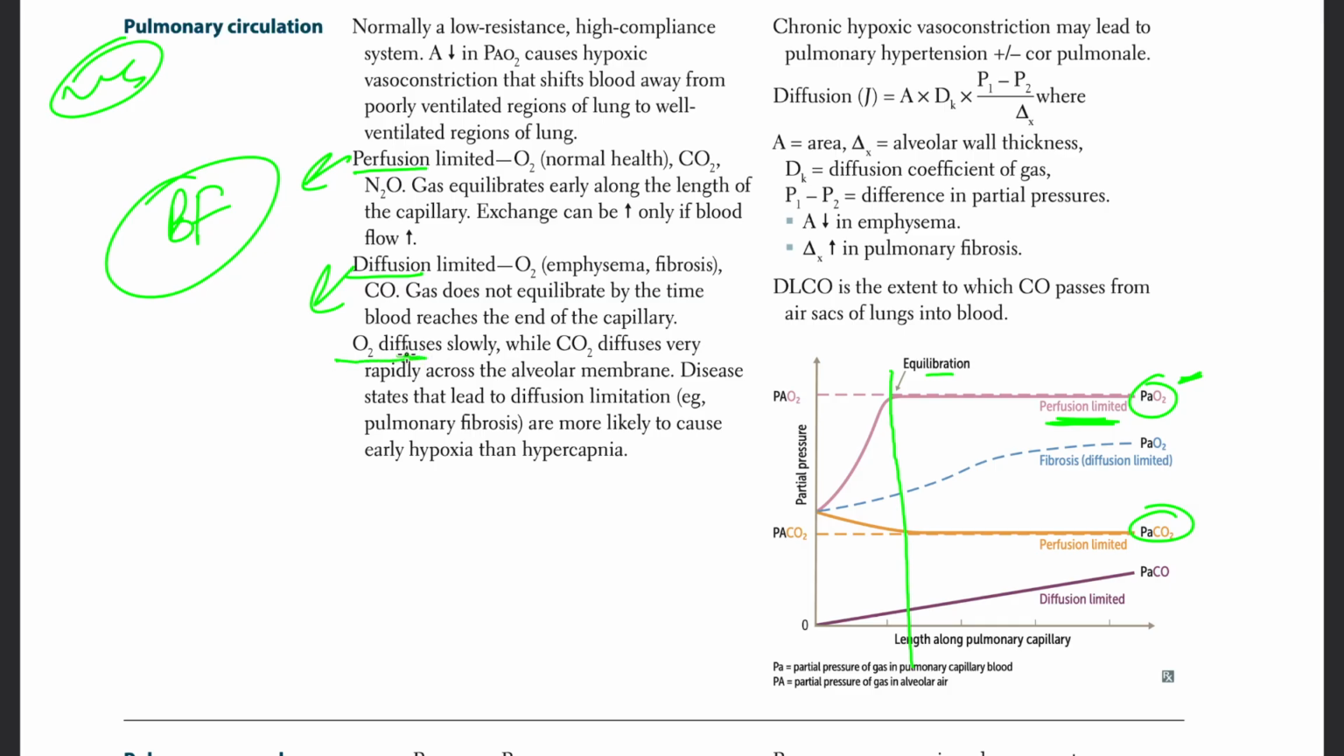O2 diffuses slowly, while CO2 diffuses very rapidly across the alveolar membranes. Disease states that lead to diffusion limitations include pulmonary fibrosis. So what's going to happen in pulmonary fibrosis? Now let's talk about it. In a normal healthy patient, let me do this.